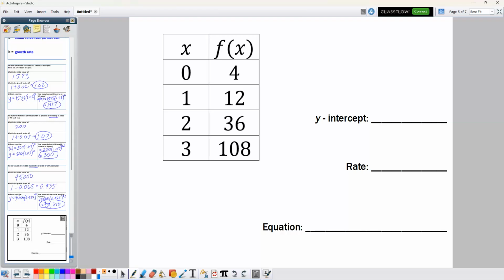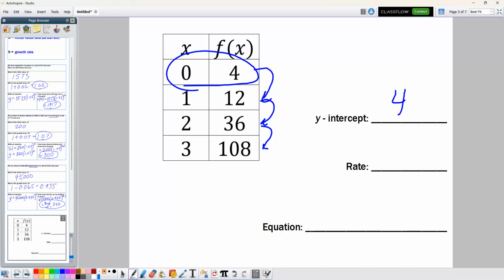So when I have a table and I have to write the y-intercept, the rate, and the equation for that, the y-intercept, well, that's where x equals 0. Y-intercept's 4. And for the rate in which we're multiplying, or we're growing or decaying, I need to figure out what did I multiply to get from here to here, from here to here, from here to here? It should be the same thing each time.